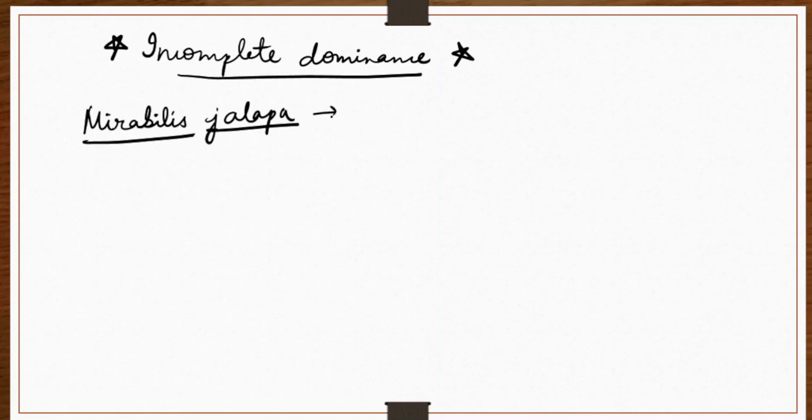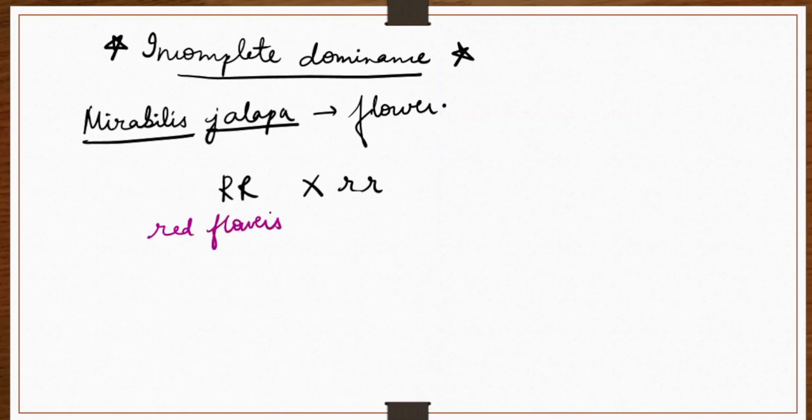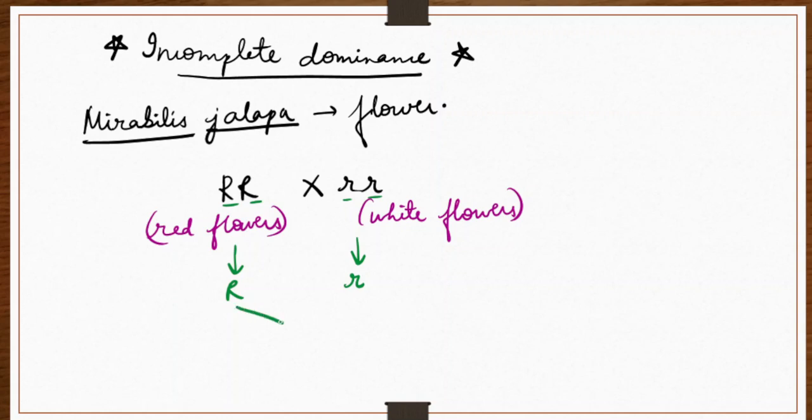And this flower was taken, this is a flower, right? It had two colored flowers. One was red colored and one was white colored. So there are red flowers as the phenotype, and here there are white flowers as the phenotype. Okay, so what will happen, you will get gametes. Since these two are similar, I will take only capital R. These two are similar, I will take only small r. So there will be fusion of gametes, and you will get capital R small r as F1.